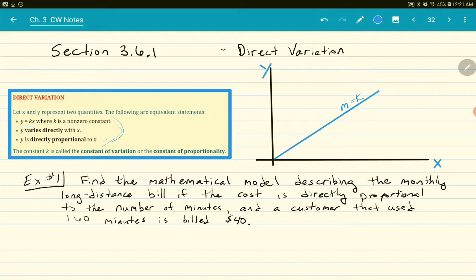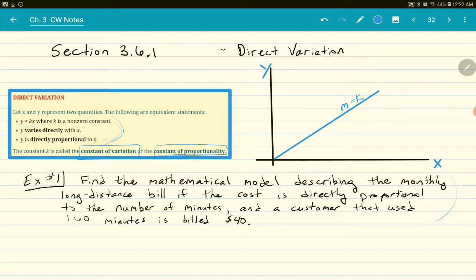The thing that changes is the value of k. K is called the constant of variation or the constant of proportionality. That tells us how steep this relationship is. Basically it's saying as x goes up, y goes up by k. So let's look at what this looks like in a real life example.